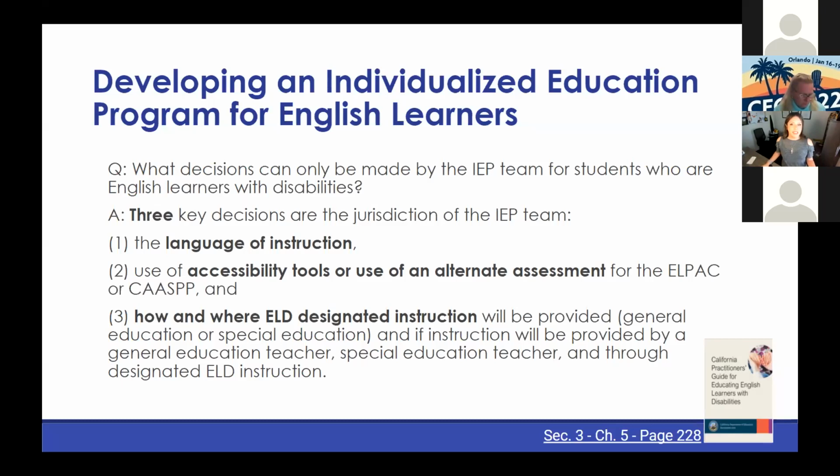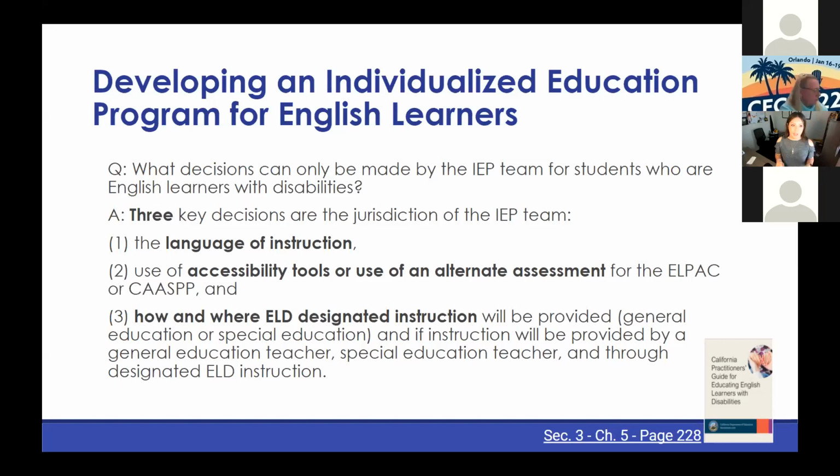Those 3 key decisions that are the jurisdiction of the IEP team include language of instruction, accessibility, and the use of an alternate assessment, and how and where ELD instruction is going to be provided to the student, whether in a general education or a special education setting, and if that instruction will be provided by a gen ed teacher, a special education teacher, or any other mode, ensuring that comprehensive ELD, meaning designated and integrated, is being provided for each individual student. So again, this is one of the foundations when it relates to IEP development specific to English learners.